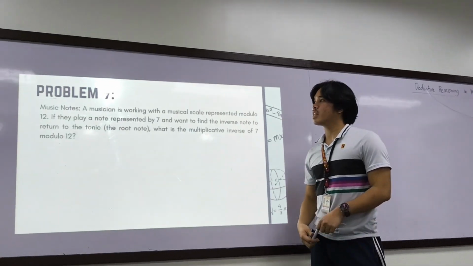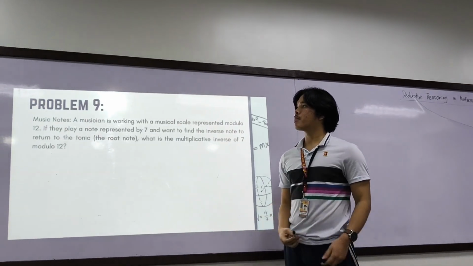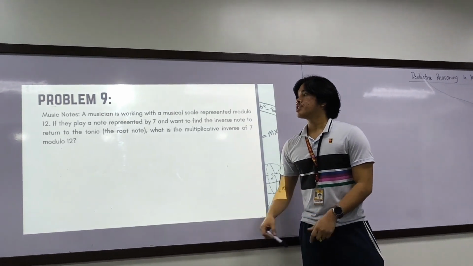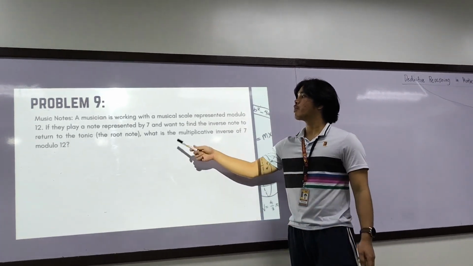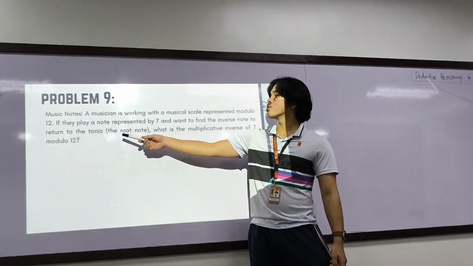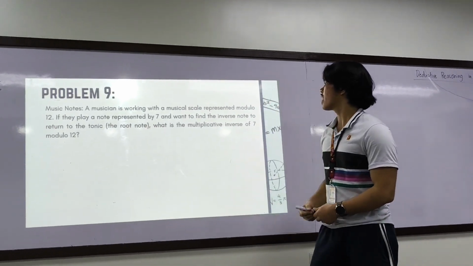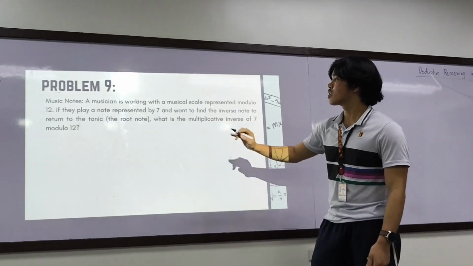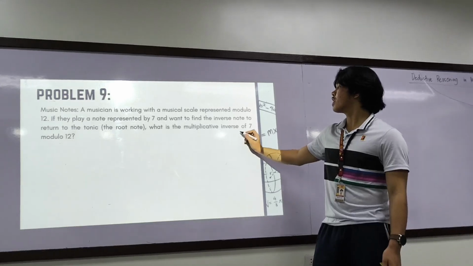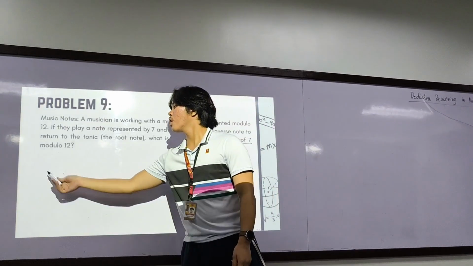So for the second to the last problem, problem number 9, is all about music notes. A musician is working with a musical scale represented modulo 12. If we play a note represented by 7 and want to find the inverse note to return to the tonic, the root note, what is the multiplicative inverse of 7 modulo 12?